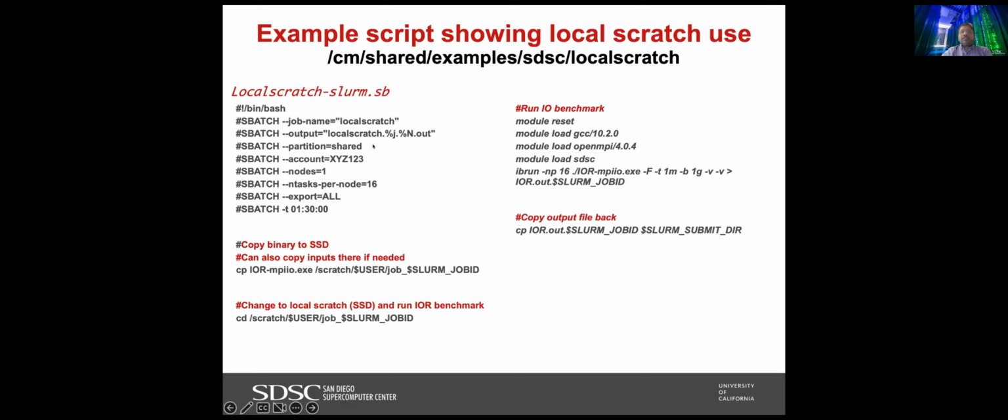So this ensures that once the benchmark is done, the output gets copied out to the submit directory. Slurm has this convenient slurm_submit_dir environment variable that basically points to the location from where you submitted the job. So if you submitted this job from a Lustre location, this copy will just copy that back there.